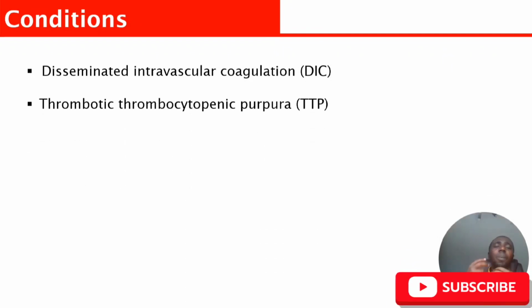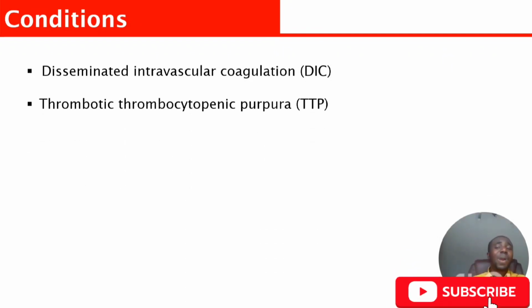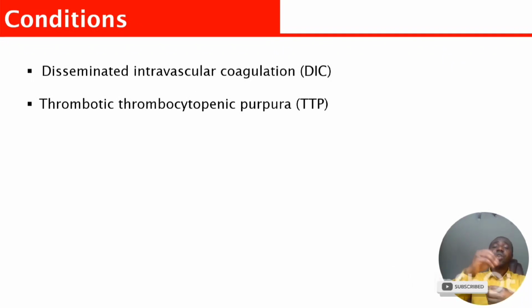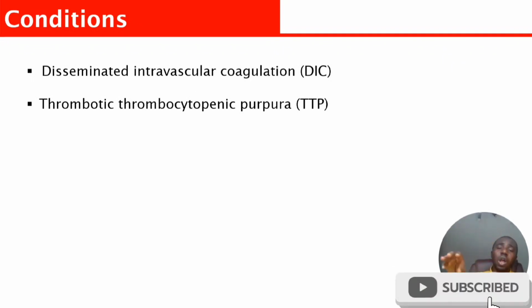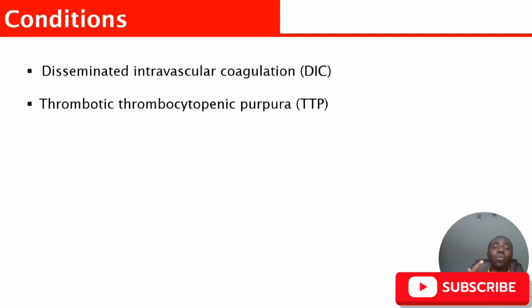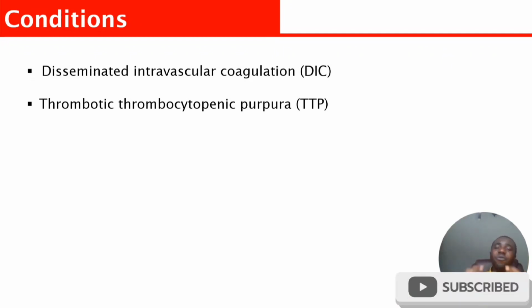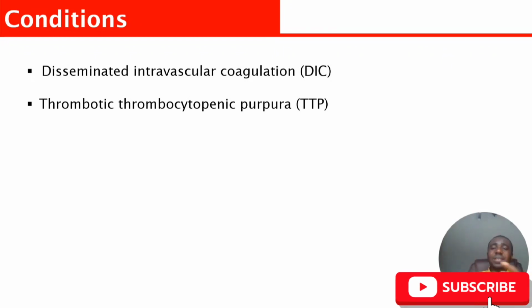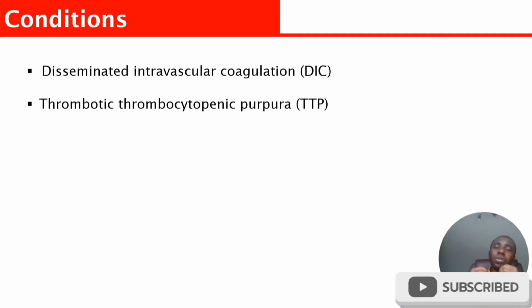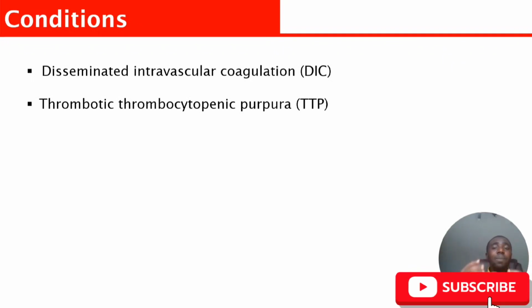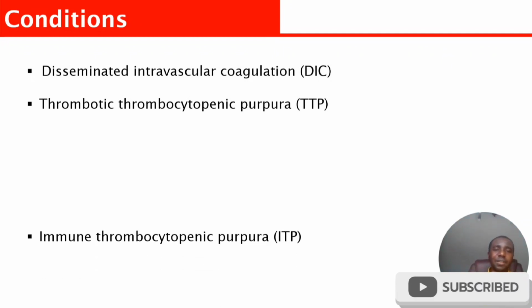Now it could be thrombotic thrombocytopenic purpura, which is TTP, and again this is also associated with clotting in the system, which can also affect the platelets. Remember, platelets help with blood clotting. So if there is clotting in the system, it means the platelets have been activated and used up, and when you do the full blood count, you are going to see a low platelet count. So TTP can also lead to that.